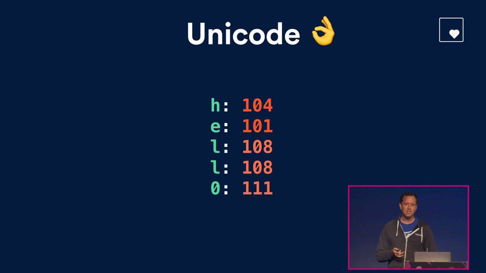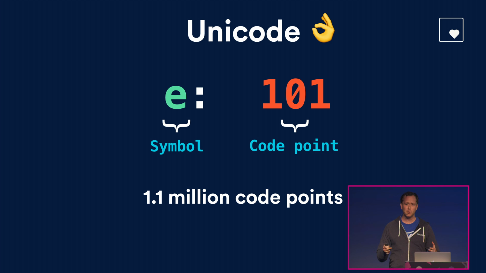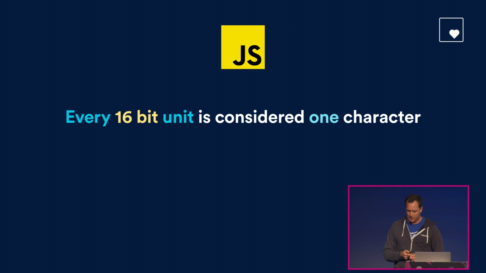Unicode is really simple. It's just a map of symbols to integers, or symbols to code points. And that's all it is. They just decided arbitrarily that these symbols map to these integers. And there's about 1.1 million of them. Now, JavaScript as a language has decided that it's going to treat every 16-bit unit of a string as one character. And I'm going to show you what that means.